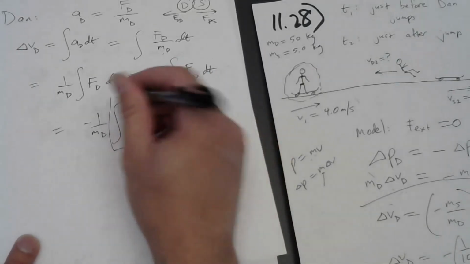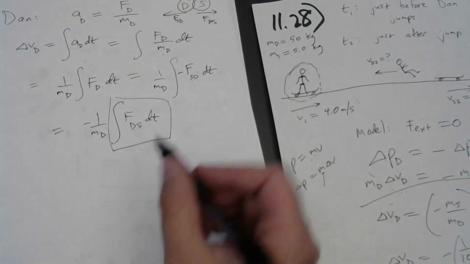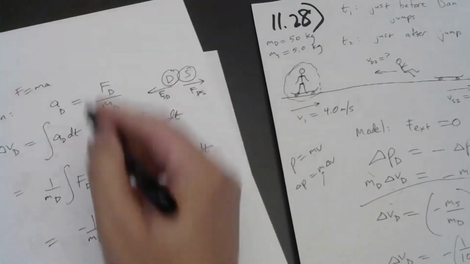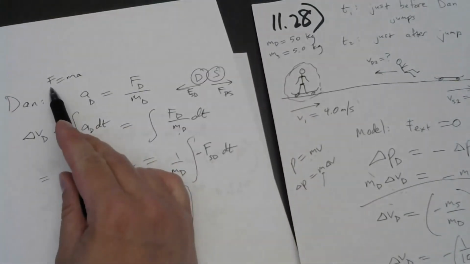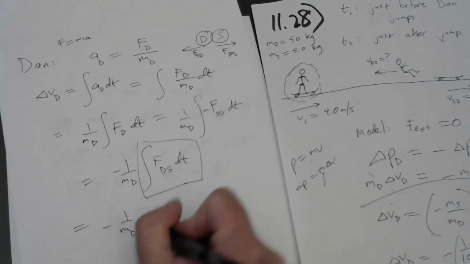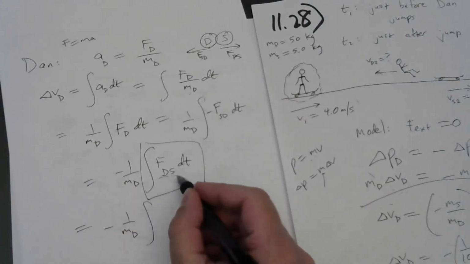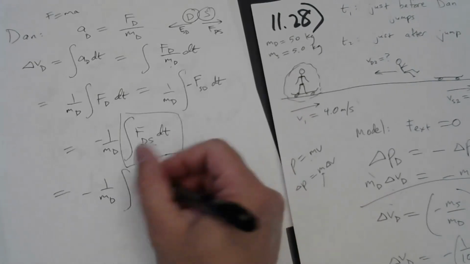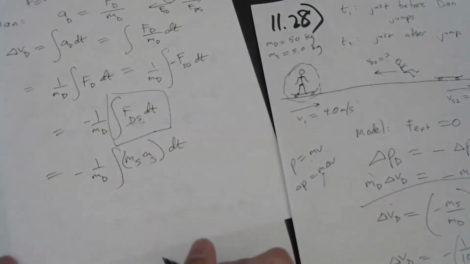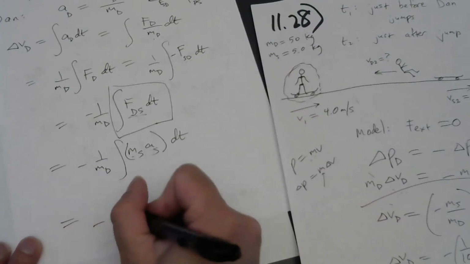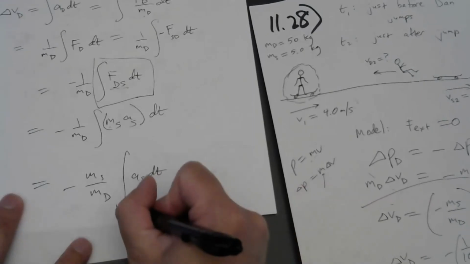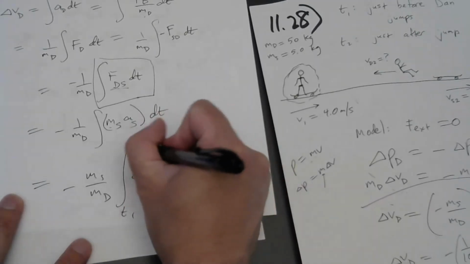I'm going to use Newton's second law now for the skateboard. Remember, F equals ma. So if I know the net force on the skateboard, I can set that equal to the mass of the skateboard times the acceleration of the skateboard. This is the net force on the skateboard because Dan is the only force on the skateboard. I'm integrating with respect to time. This is a constant. I can pull it out, negative ms over md, and I'm integrating the skateboard's acceleration between those two times, just before he jumps off to just after.